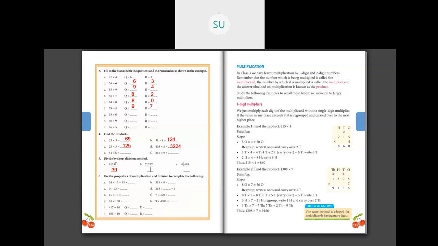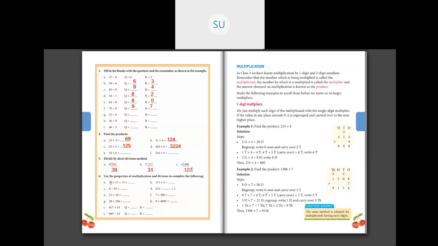Okay, then 217 divided by 7. So 7 threes are 21 and 7 ones are 7. So 31 is the answer. Then here 488 divided by 4. So 4 ones are 4, 4 twos are 8, and 4 twos are 8. So 122.